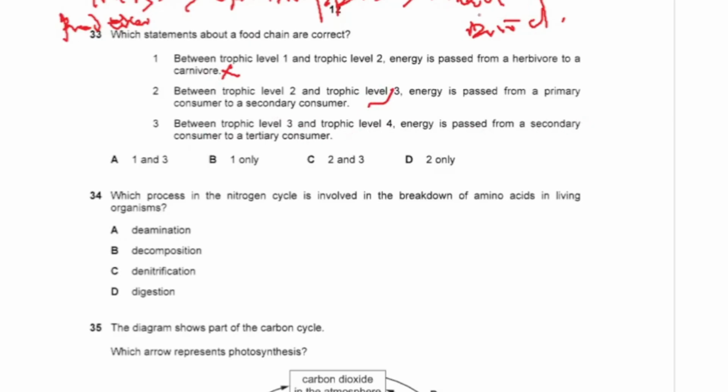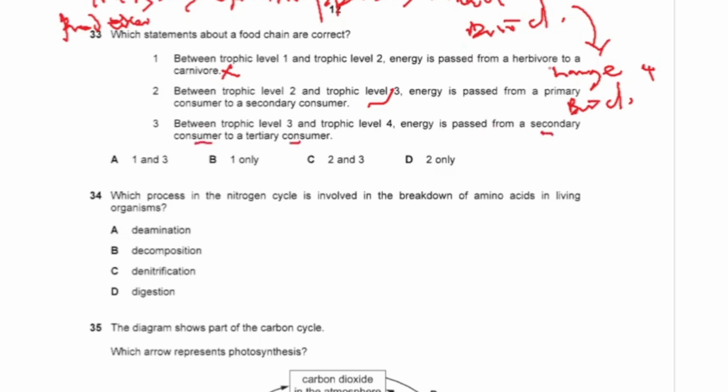So we stopped at trophic level 3. Let's add the fourth one. Let's just turn this to a big bird, or a large bird. Permit me to just put it here, large bird. So this becomes the fourth trophic level. So they say between 3 and 4, energy is passed from secondary consumer to a tertiary consumer.